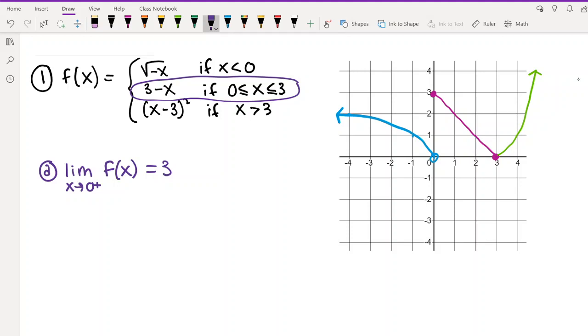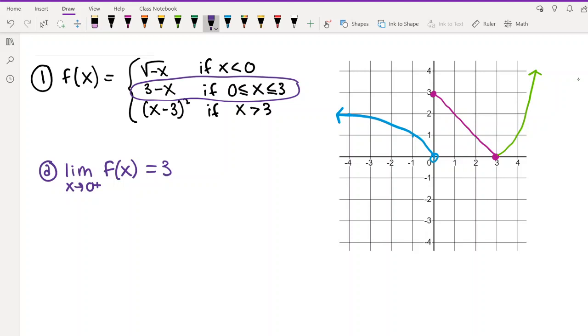Well, you want to think about which of these 3 equations you are using for values that are just above 0, right? Because we're doing 0 from the right. So the first equation, square root of negative x, you use when x is less than 0. So which equation do you use when x is just above 0?